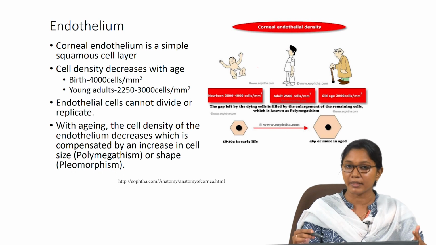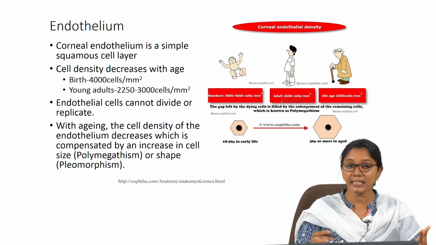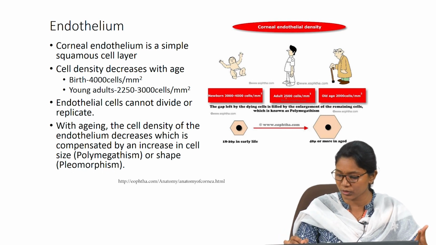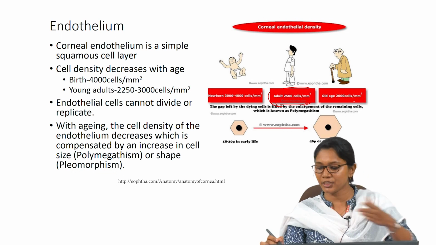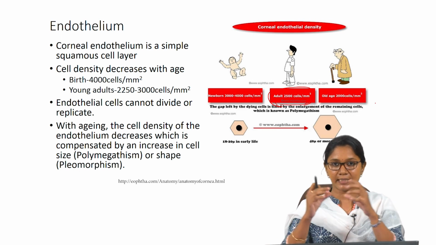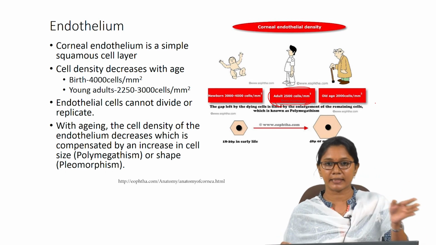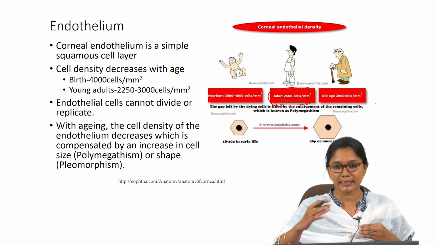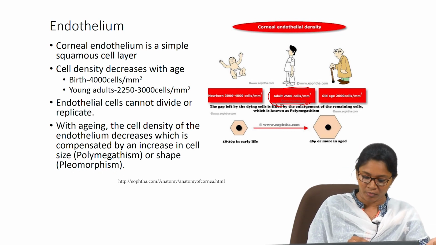A newborn baby would have around 3000 to 4000 cells per millimeter squared, whereas as we grow, an adult would have around 2500 cells per millimeter squared, and with age it further reduces to 2000 cells per millimeter squared. So, what happens when these cells are reducing in number, we are going to have gaps in between them. To occupy that space, there is an increase in size and shape. It is compensated by an increase in cell size and cell shape, that is polymegathism and pleomorphism.